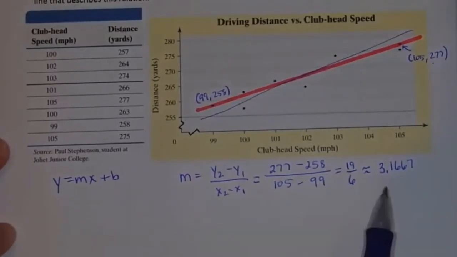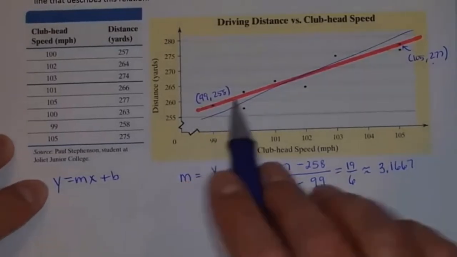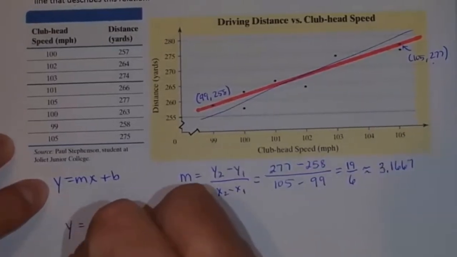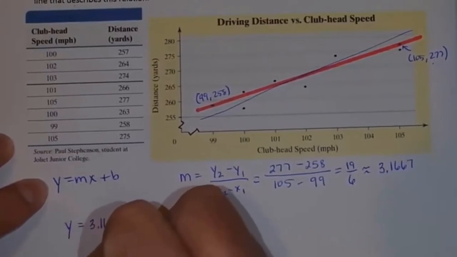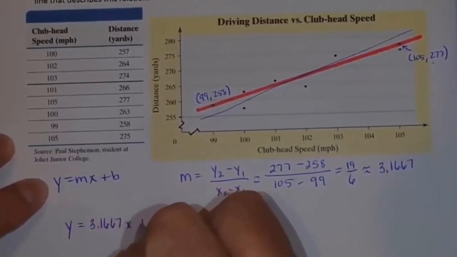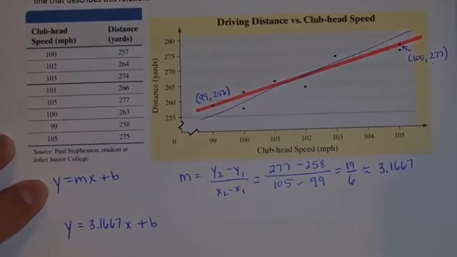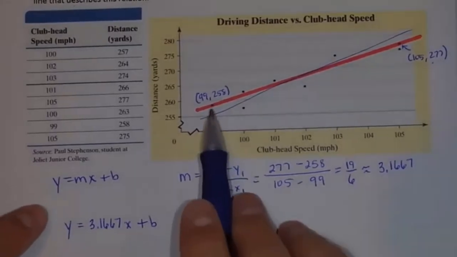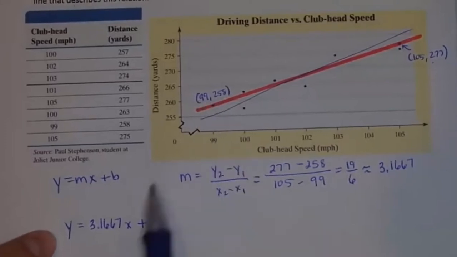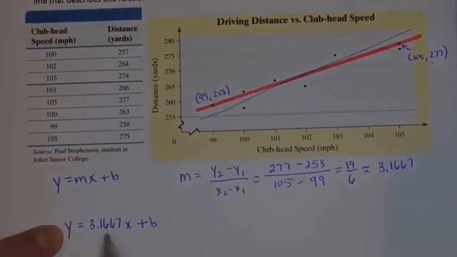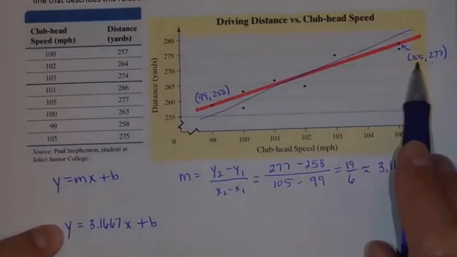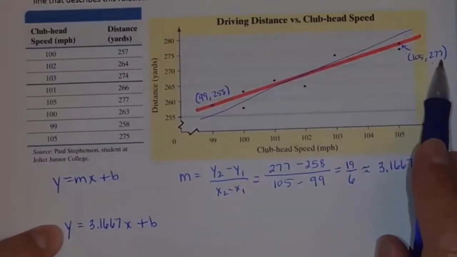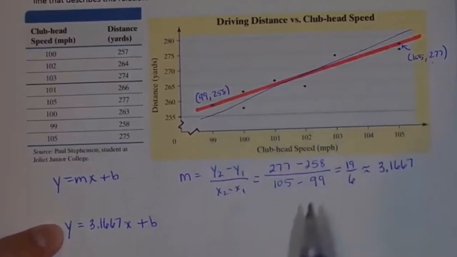Now that I know the slope, I know that my equation of this red line is going to be y equals 3.1667 times x plus whatever the y-intercept is. So I can find the y-intercept by using either one of the points that we found. So for example, I could use 99, 258. I can plug them in for x and y to figure out the y-intercept. Or if you prefer, you can use the 105, 277. It does have to be one of those 2 points.